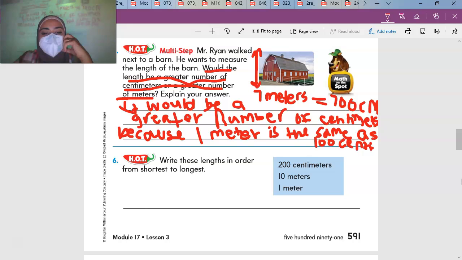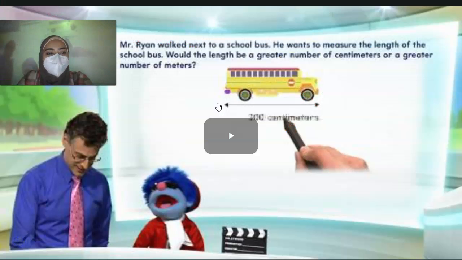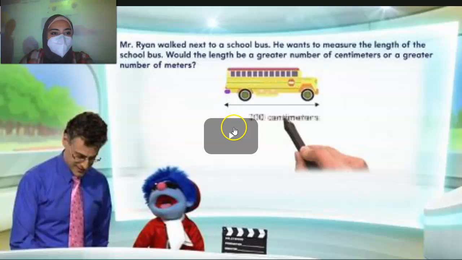All right, number 6. Write the lengths in order from shortest to longest. We're going to watch Professor Berger and find out. All right, we're going to move on. We're going to watch Professor Berger, see if he can better explain to us meters and centimeters.